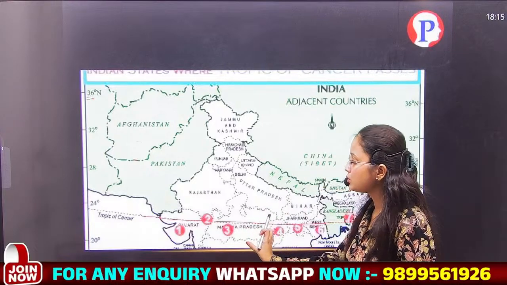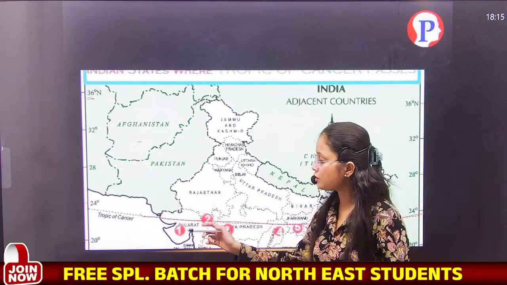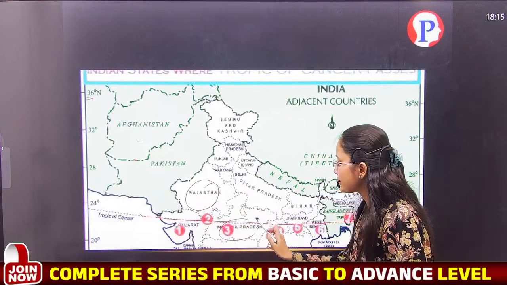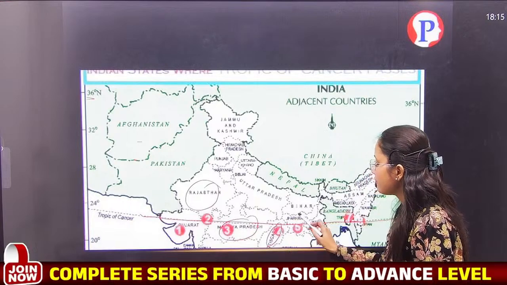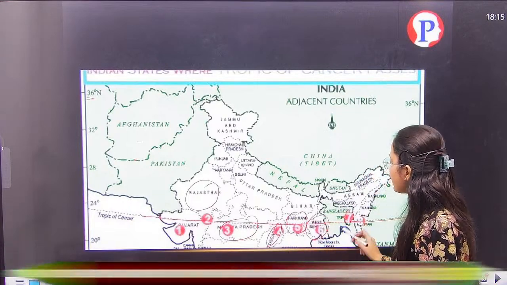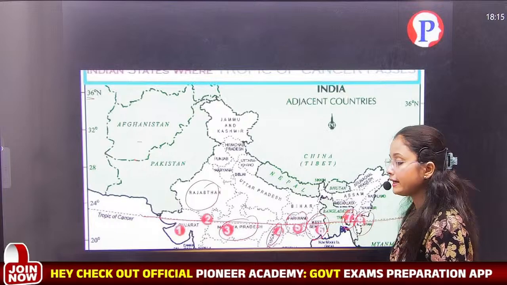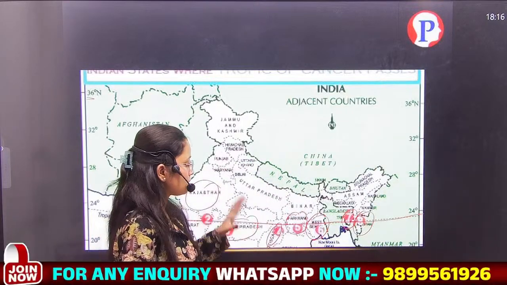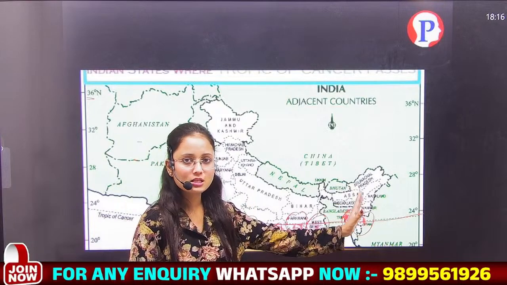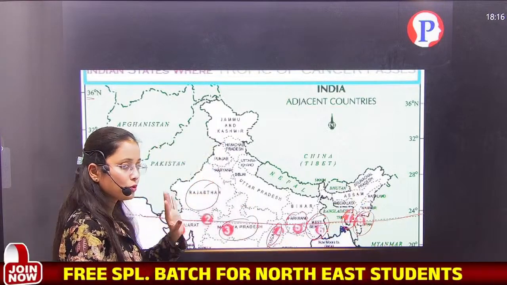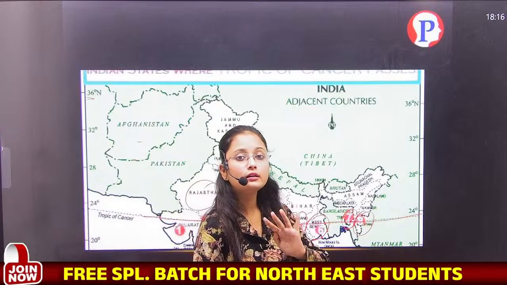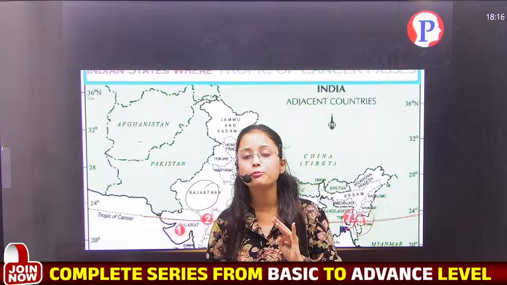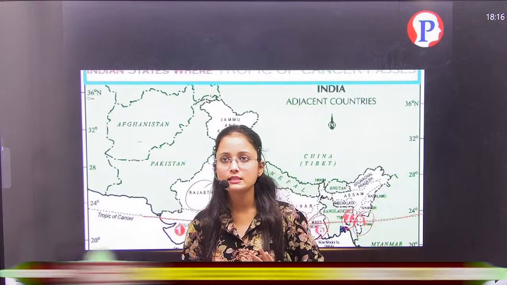It passes through 8 states of India. First one is Gujarat, second Rajasthan, third Madhya Pradesh, fourth Chhattisgarh, fifth Jharkhand, sixth West Bengal, seventh Tripura, and eighth Mizoram. So these are the 8 states which the Tropic of Cancer passes through. These are the 8 states.